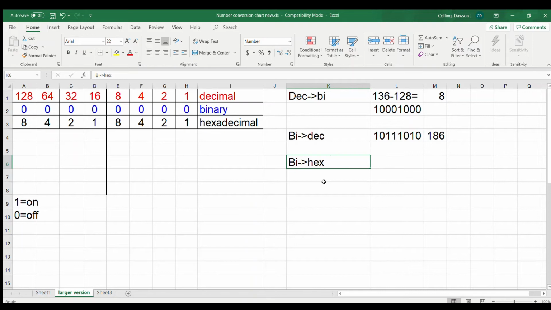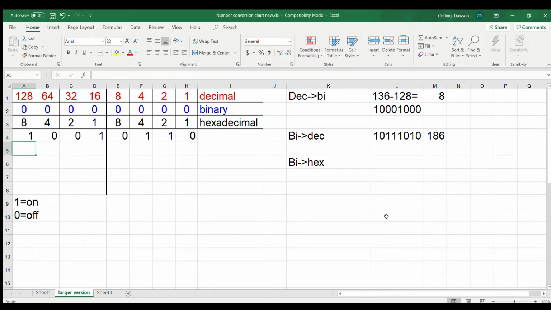All right, let's kick things up a notch. Let's do binary to hex. So let's look at our hexadecimal row, which is 8, 4, 2, and 1, and then it repeats on the other side. You're probably wondering what this line is for. I will get into that. So the binary value that we want to convert is 1, 0, 0, 1, and 0, 1, 1, 0.